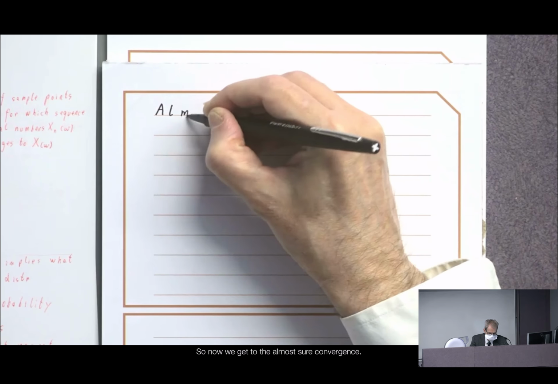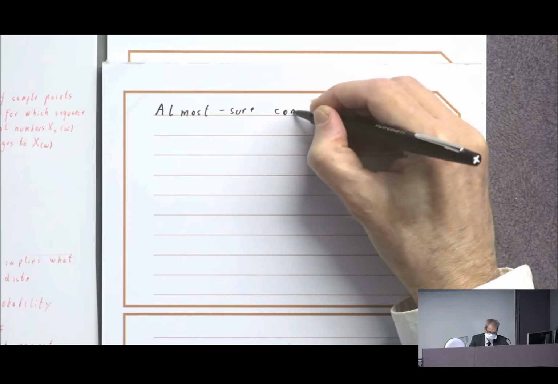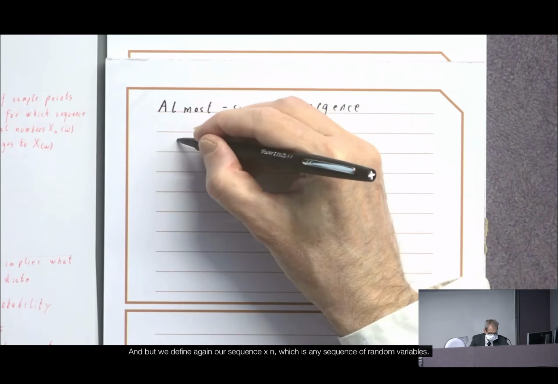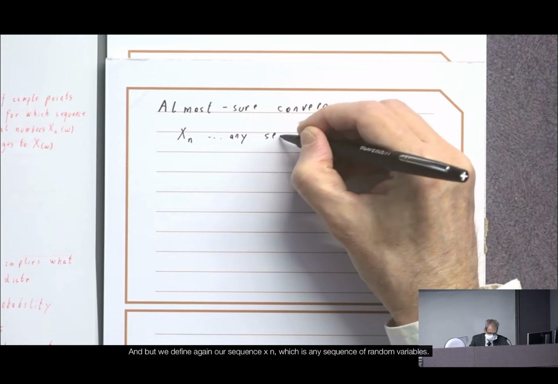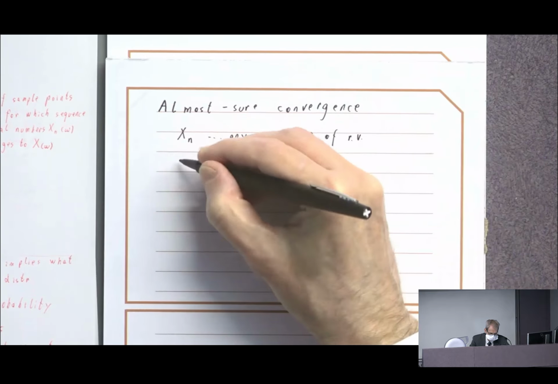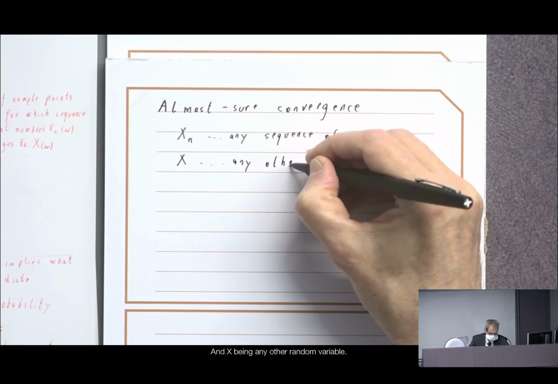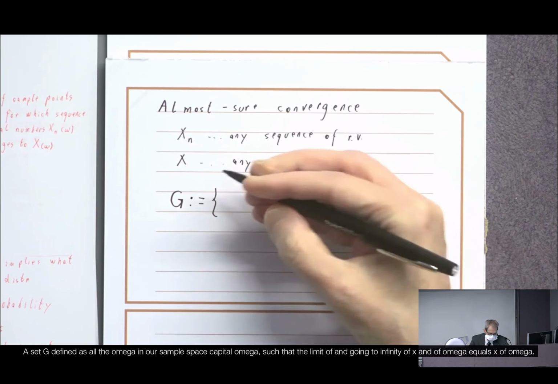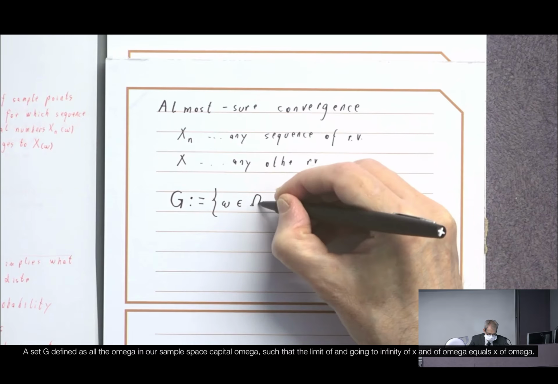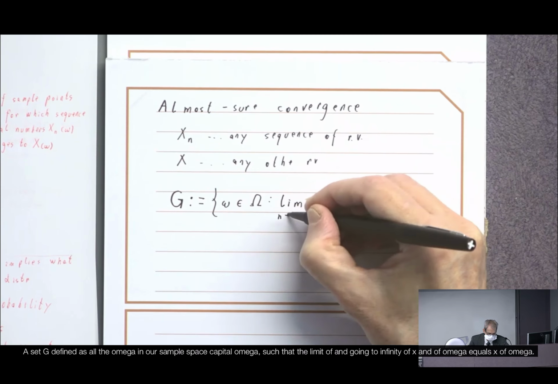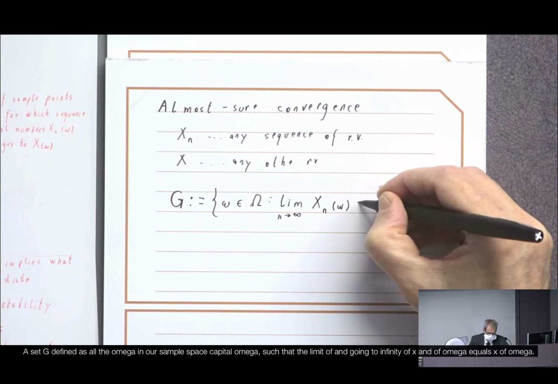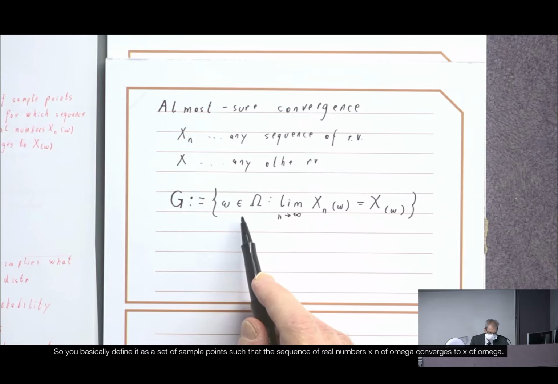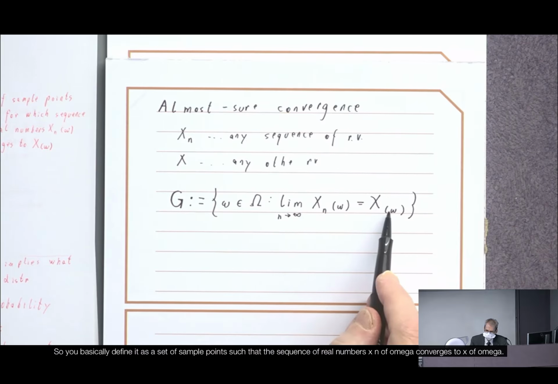So now we get to the almost sure convergence. That is, as I mentioned before, a little bit of an outlier, but we define again our sequence X_n, which is any sequence of random variables, and X being any other random variable. And we're defining now a set G defined as all the omega in our sample space capital Omega, such that the limit of n going to infinity of X_n of omega equals X of omega. So you basically define it as a set of sample points such that the sequence of real numbers X_n of omega converges to X of omega.